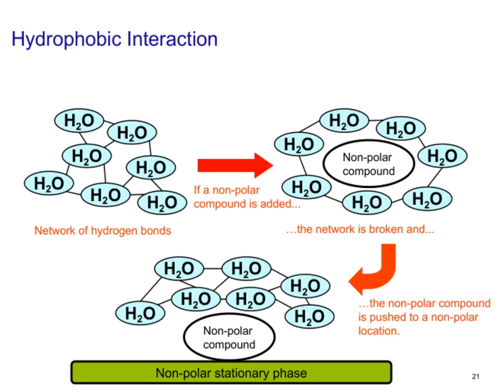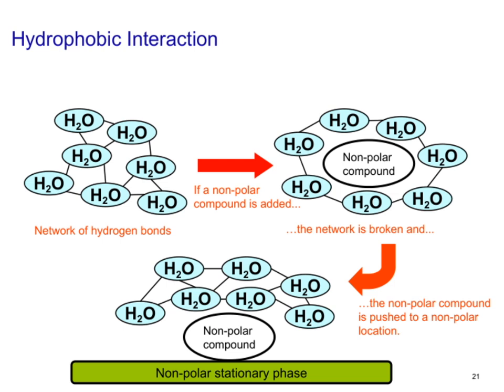Now, behind the scenes, we have this network of hydrogen bonds between water molecules. These bonds create a structured, interconnected network that holds the water molecules together. But when a nonpolar compound is introduced, it disrupts this network. Think of it like this. The nonpolar compound can't form hydrogen bonds with water. So, instead of fitting into the hydrogen-bonded network, it gets pushed out to a region where there are fewer or no hydrogen bonds. That is, a nonpolar zone.